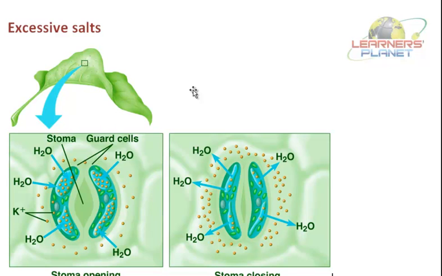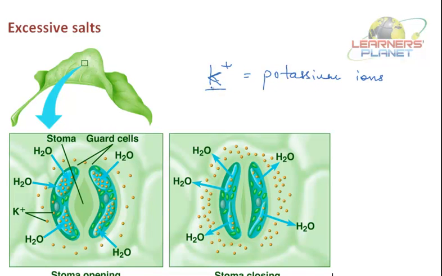So other than these, excessive salts also need to be removed out. As here you can see again the picture of stomata. Here you can see the K plus. It's written over here. There are some smaller molecules or structures which are K plus. K plus means, yes, potassium ions. So K plus is one of the salts which needs to be removed out.